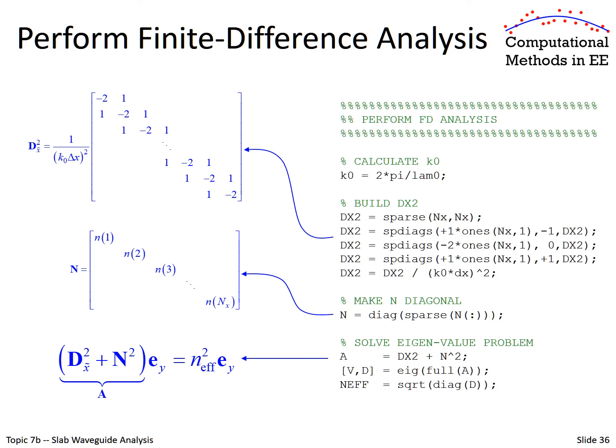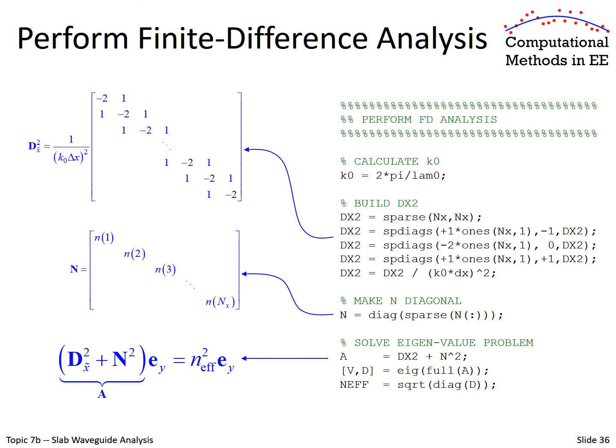Well, we already have a one-dimensional array N containing the refractive index at each point. So I reshape that first into a column vector, declare it to be sparse, then make it a diagonal in a matrix. At that point, we have this diagonal matrix N. Now we're ready to build the matrix A, our eigenmatrix, if you will. So it's the dx squared plus n squared. We've built our matrix A. Now we're ready to solve the problem.